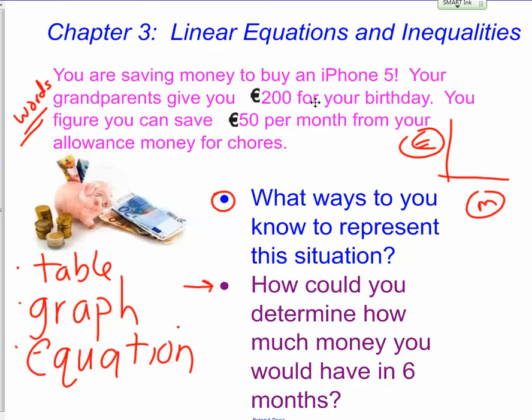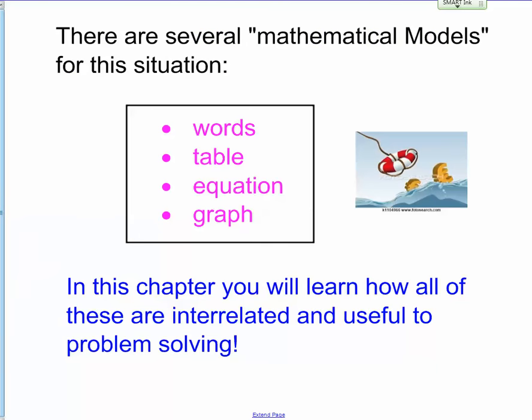So here's the problem again, and we talked about different mathematical models. What ways do you know to represent the situation? And you guys told me, you said we can make a table with months and euros. We can graph it and look at our graph. We'd have months on the x-axis and euro savings on the y-axis. And then we can write an equation. And we can use all of these to predict how much money Jabari would have in 6 months. And then, is that enough? Okay, we could then use all of those to predict how long will it take until Jabari has enough money to buy the iPhone 5.